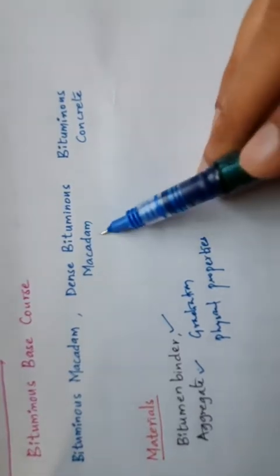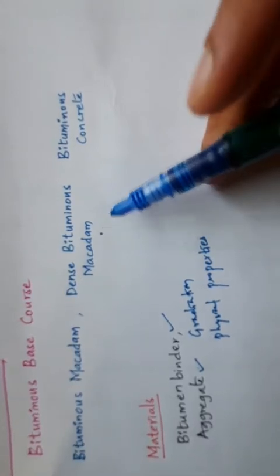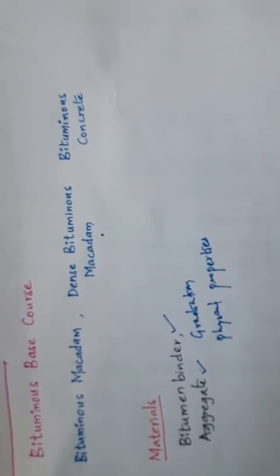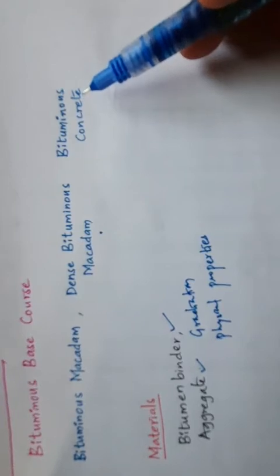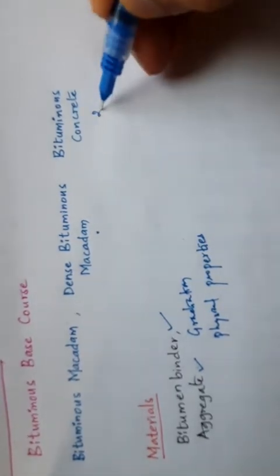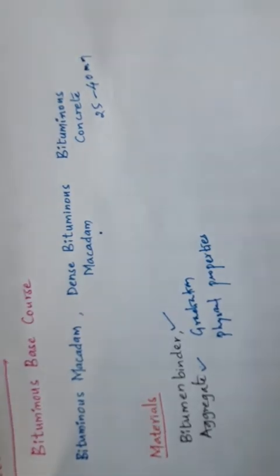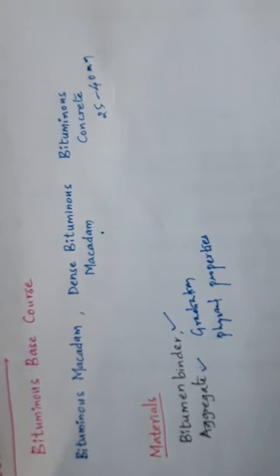for strengthening the existing pavement. And the DBM layer is laid as a single or multiple layers, each of thickness varying from 50 to 100 mm, whereas in a BC, that is bituminous concrete, the surface course is a layer of 25 mm to 40 mm, or sometimes even 50 mm, laid in a single layer.